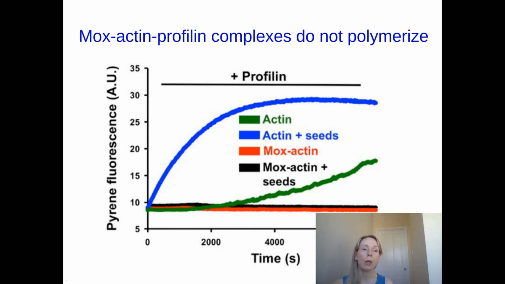We said, okay, maybe actin assembly factors such as formins can perform this function. They can take those oxidized actin complexes with profilin and build the polymers out of them. So how do we check for that?